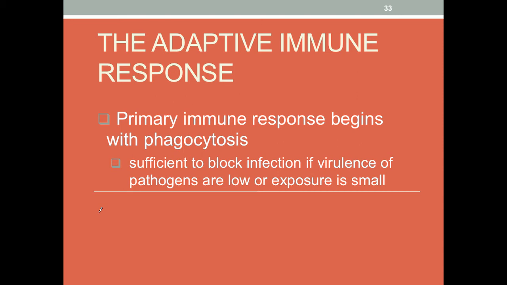When our body encounters a pathogen, the initial or primary immune response usually starts with phagocytosis, and this is with the invader being engulfed by the macrophages. It then goes from there, which is the process we already discussed, where the macrophage engulfs the pathogen and then processes it and signals other cells to come help and fight. Usually, the primary immune response is sufficient to block the infection. This is if the virulence of the pathogens is low or the body's exposure to the pathogens is not very high.